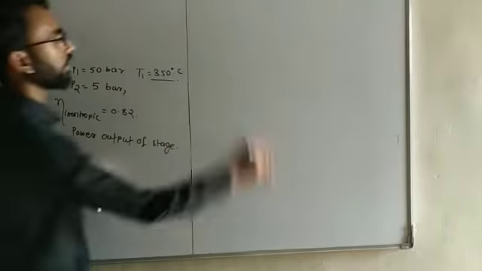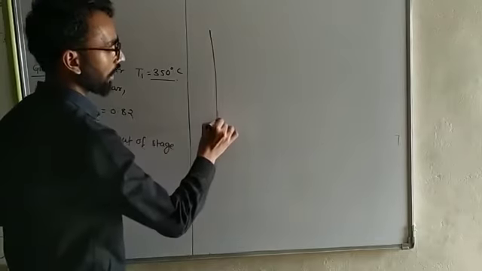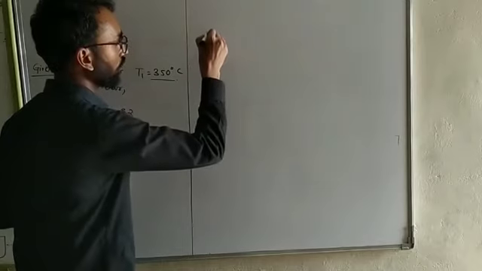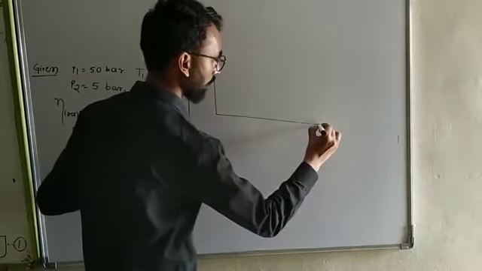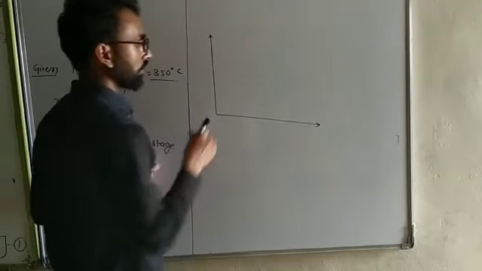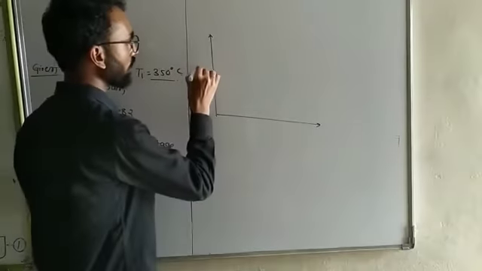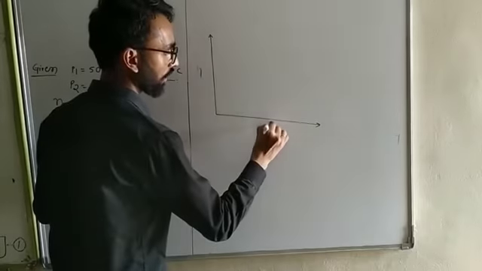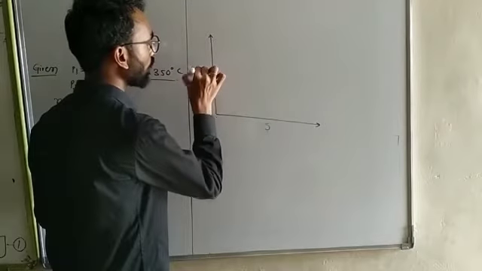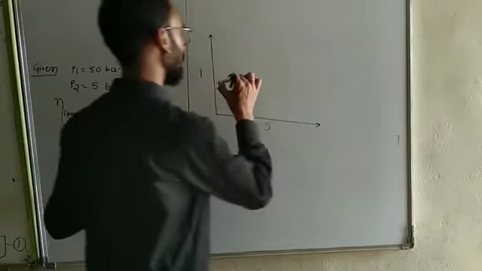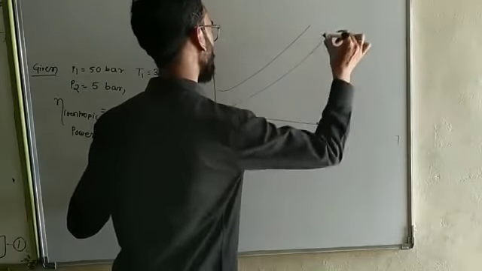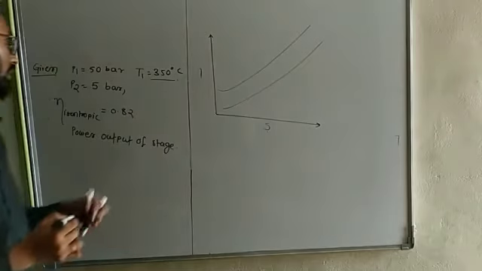Listen here. This is the HS diagram from the Mollier chart. You can use the Mollier chart. This is the H and this one is the S diagram, the enthalpy entropy diagram. Now look at here. The pressure line is like this.